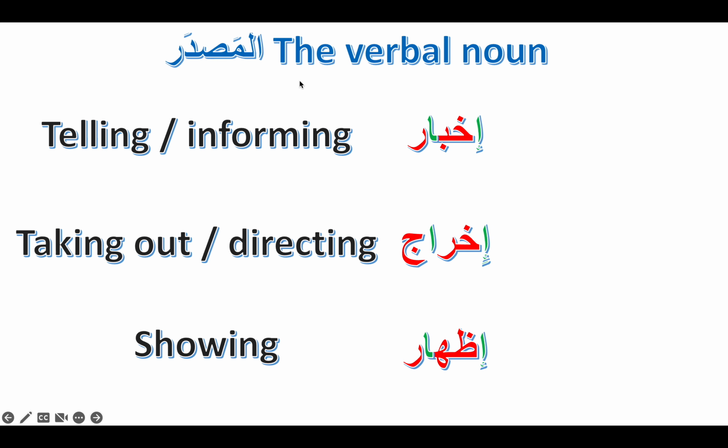Now, let's see how to form the masdar, the verbal noun. So أخبر is إخبار. Okay, so you start by placing a hamza underneath the alif at the start, and then an alif in between the second and the third root letter. So إخبار, it means telling or informing. أخرج is إخراج, which means taking out or directing. So notice the hamza underneath the alif at the start, and then the alif in between the second and the third root letter. أظهر إظهار is showing.